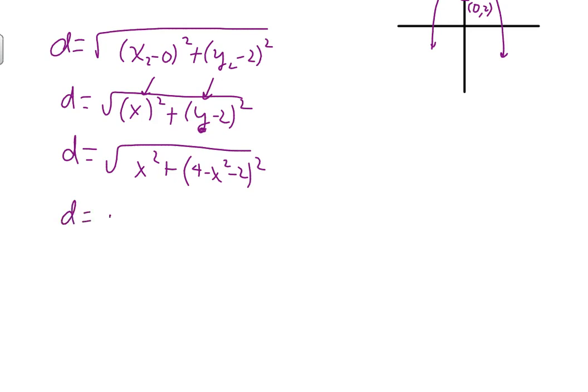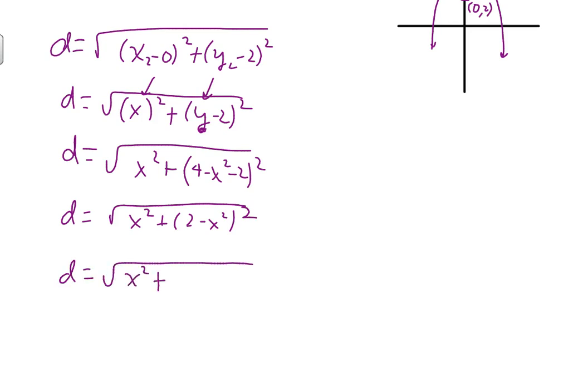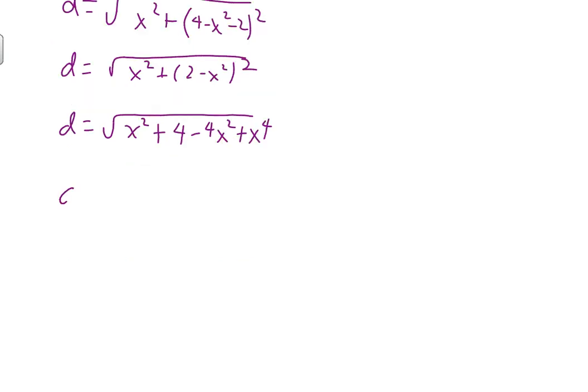Now, just simplifying a little bit, I get the square root of x squared plus, that would be (2 minus x squared), is that correct? Squared, right? Multiplying this out, I would get the square root of x squared plus 4 minus 4x squared plus x to the fourth, right? Combining like terms, I get my distance to be x to the fourth minus 3x squared plus 4. And now I can find the derivative of this, right?